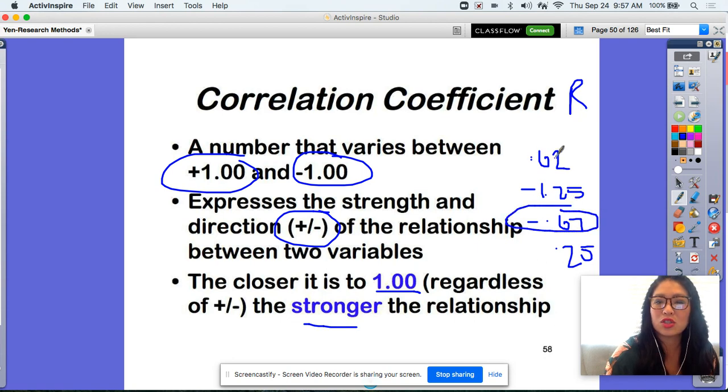Although 0.62 is good because it's over half, it's still not closest to 1. Negative 1.25 doesn't exist because it went over 1. Negative 0.67 is the closest number to 1, regardless of the plus or negative sign. And then 0.25 is low. So this one is the number that is closest to 1, and so that's why it has the strongest relationship.